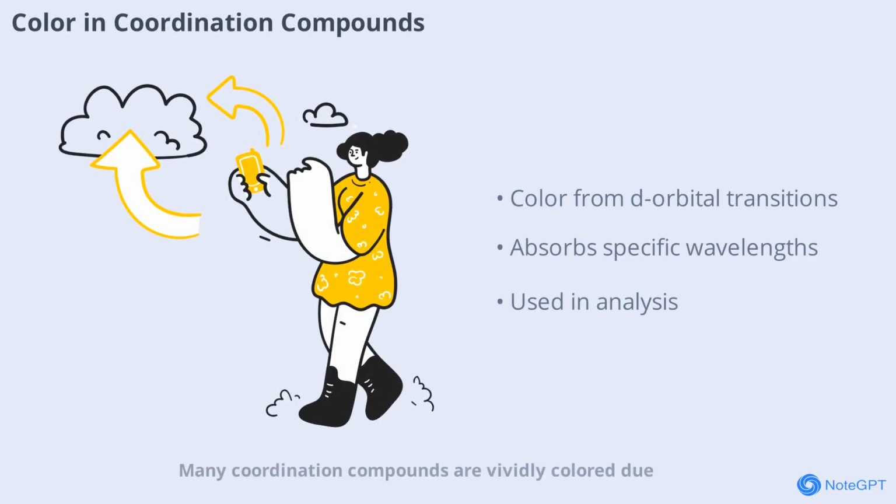Many coordination compounds are vividly colored due to electronic transitions within the metal's d orbitals. When light hits the compound, certain wavelengths are absorbed as electrons jump between split d orbital energy levels. The remaining light is reflected, giving the compound its characteristic color. This property is not only visually striking but also useful in analytical chemistry and material science.